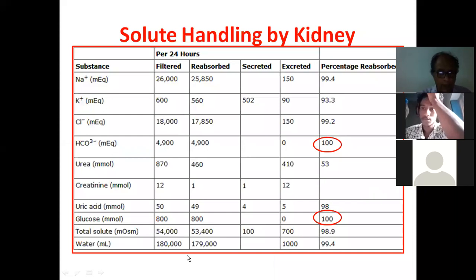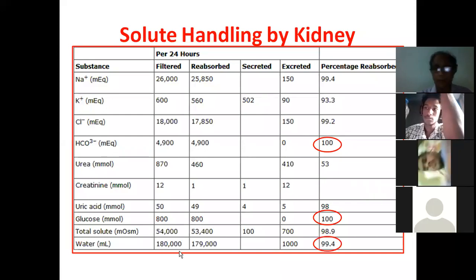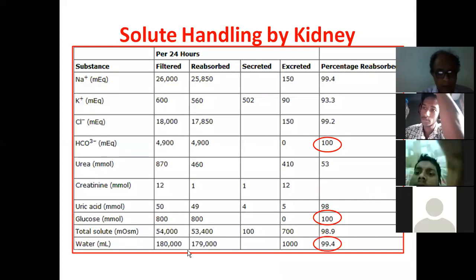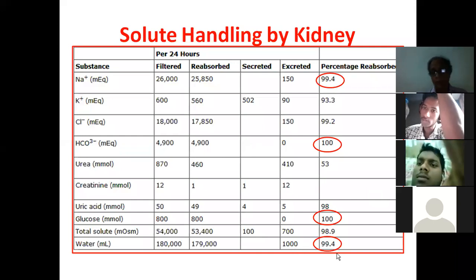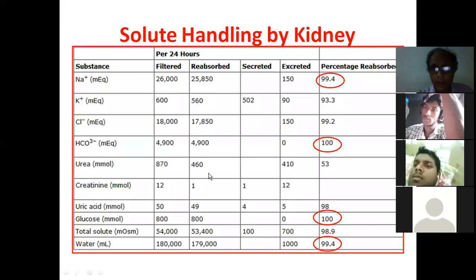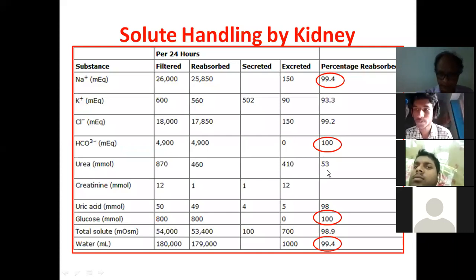There are around 180 liters of water filtered, out of which 179 liters of water is reabsorbed. Only 1 liter of water is excreted, amounting to around 99.9%. So huge. And this is the picture of other important solutes, say potassium, chloride, then urea, etc.